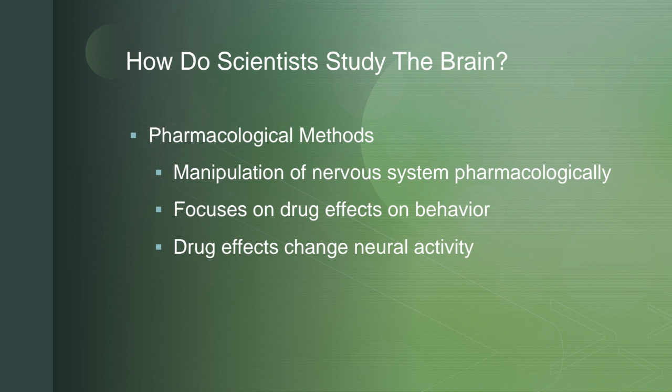Okay, pharmacological methods. These are similar to physiological methods, except that instead of manipulating the nervous system through something like lesions, we would be manipulating the nervous system pharmacologically, so with drugs. So these types of methods look at the effect that different drugs have on various aspects of behavior.